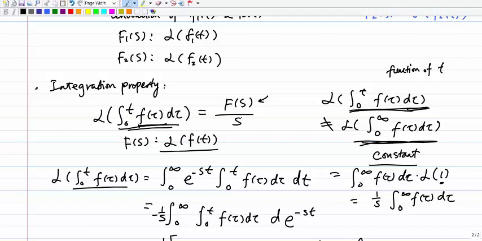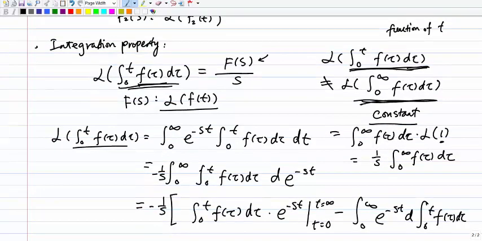Why is that the case? Let's take a look. Of course, I have to use the definition. I cannot use a previous property to figure out this one. So let's use the definition. The Laplace transform for any function is given by that function times e^(-st), integrated over dt from 0 to infinity. That's what the definition means.